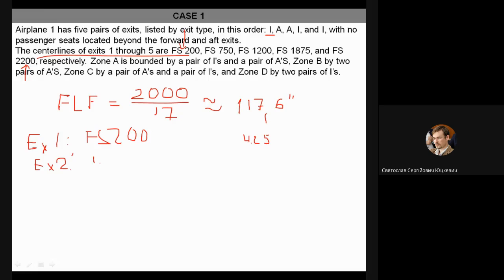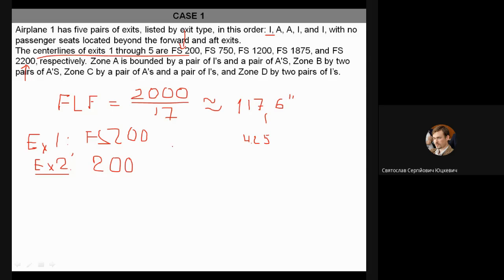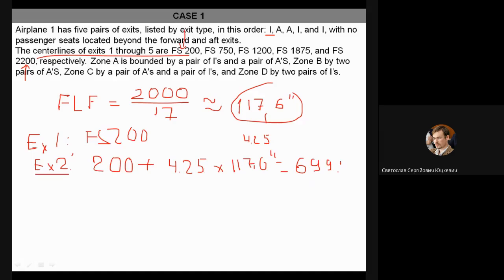And it will be the position of exit 2 door from the calculations. 200 inches, it's the initial door, type 1 position, plus 4.25 multiplied by our fuselage length factor, 176 inches. And it will be, from my calculations, 699.8. It's the position of the door.